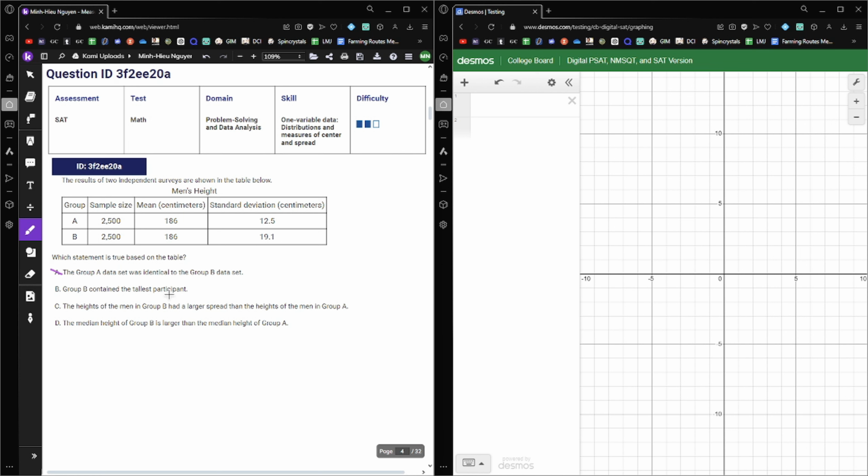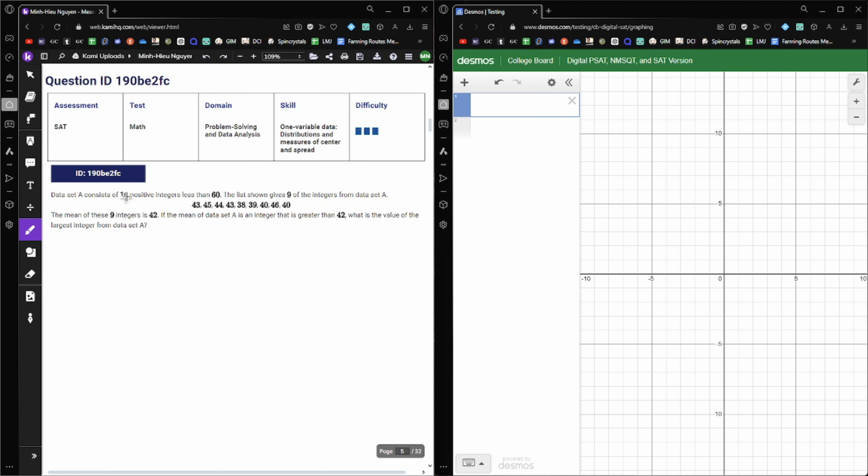Group B contained the tallest participant. Well, none of this actually gives you the maximum value or the tallest participant, so B is not our answer either. C. The heights of the men in Group B had a larger spread than the heights of the men in Group A. Well, if you remember, spread also means the same thing as standard deviation. So, did Group B have a higher standard deviation than Group A? It did, so our answer is C. Now let's just check D for fun. The median height, I'm going to stop right there. Nowhere here did it give us the median, so D is not our answer either, so our answer is C.